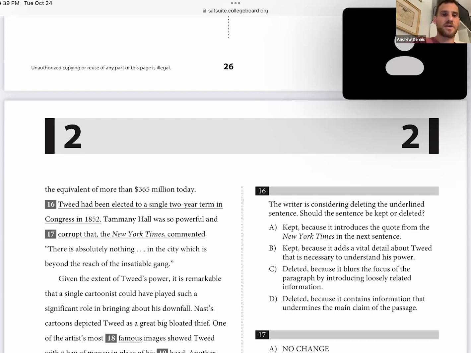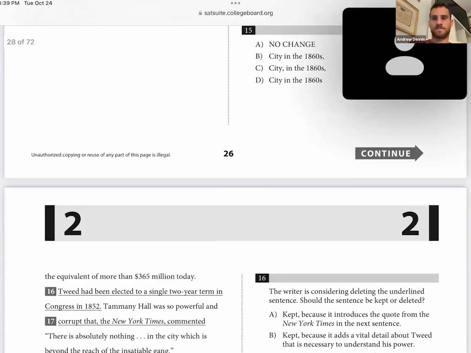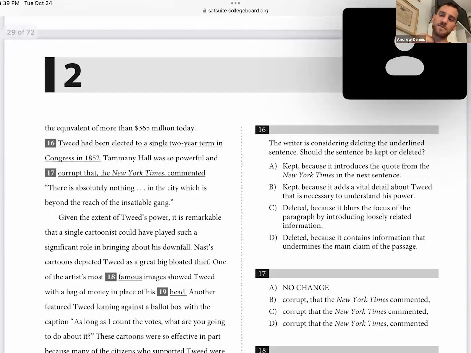First, should it be kept or deleted? Does it seem like it fits? I don't think it seems like it fits. So it's going to be deleted. And should it be deleted because it blurs the focus of the paragraph by introducing loosely related information? Kind of, yeah, right? Why do we care about a 2-year term in Congress? Or does it contain information that undermines the main claim of the passage? It doesn't undermine the main claim of the passage.